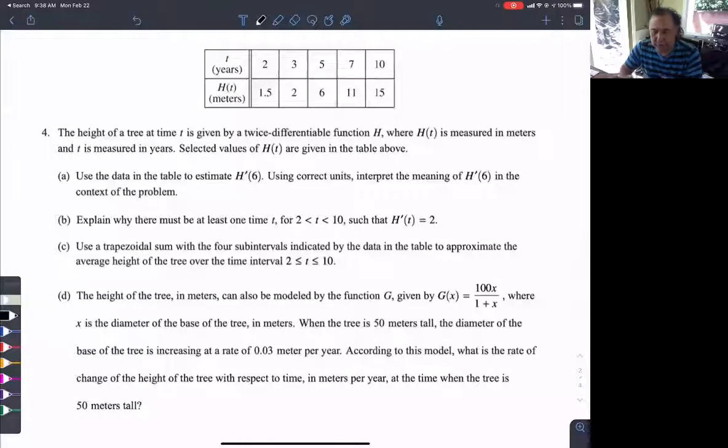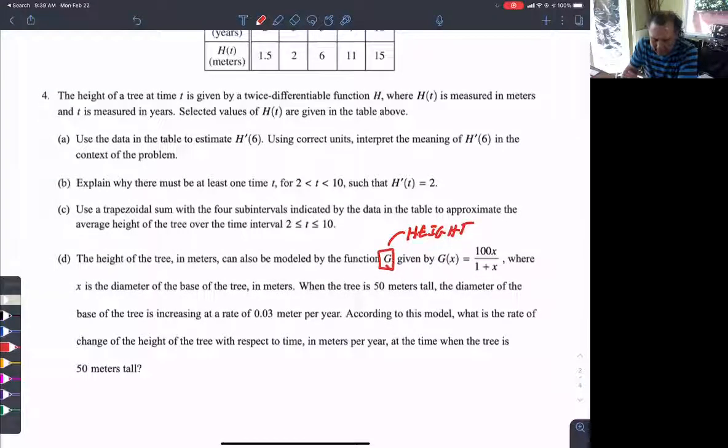So this is the 2018 FRQ question 4. We're doing only part D. And we have a height of a tree is given by G. So G is the height. And X is the diameter.